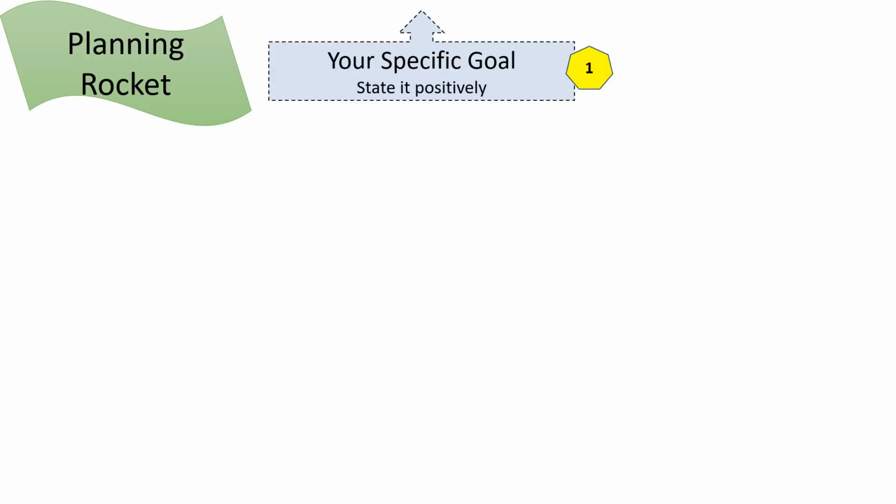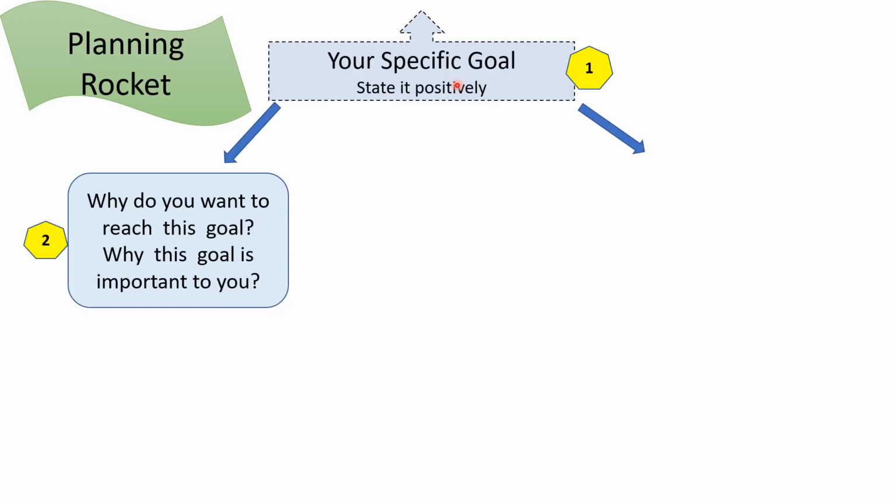This is a planning rocket which we use to set goals. So what is the first step here? In this box you have to write a specific goal, and it should be in a positive statement. Once you identify your specific goal, the second stage will be: why do you want to reach this goal? You have to answer this question.